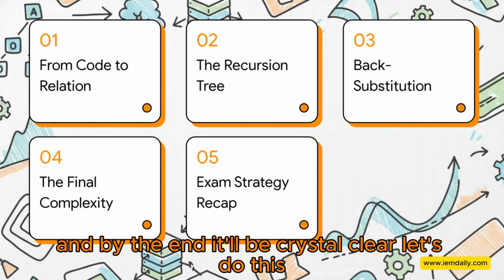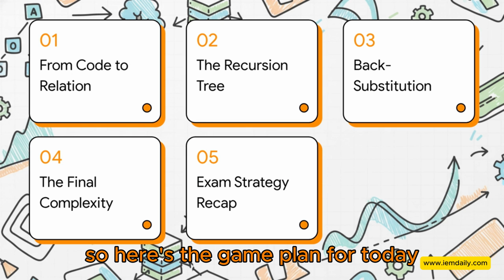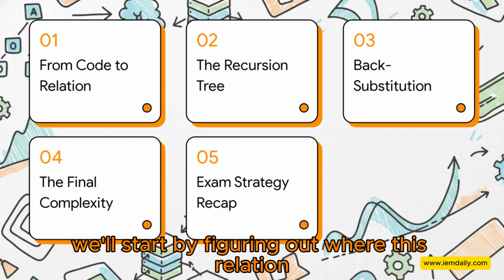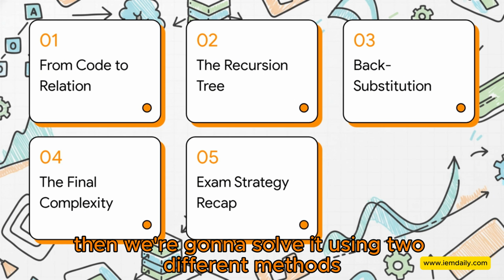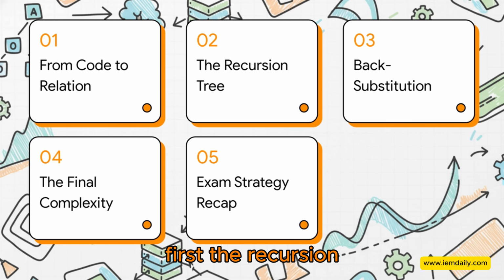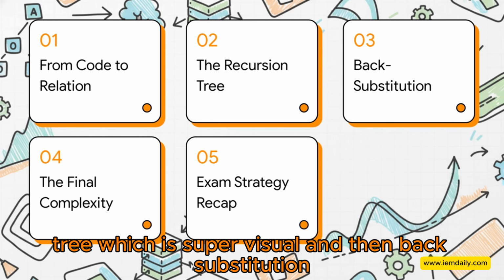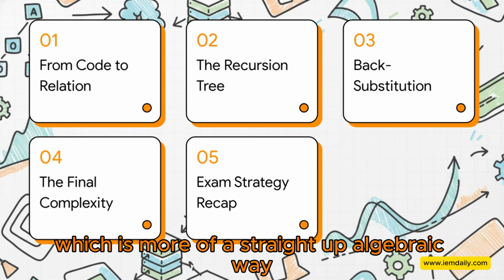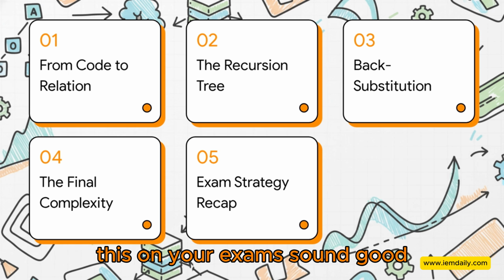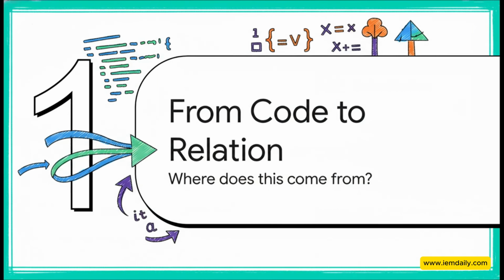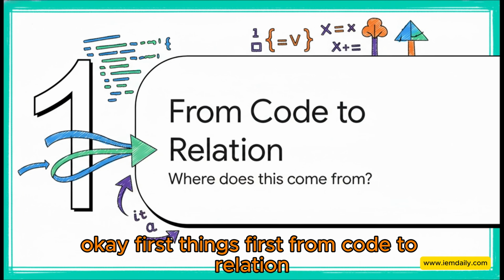Let's do this. So here's the game plan for today. We'll start by figuring out where this relation even comes from. We'll look at some actual code. Then we're going to solve it using two different methods. First, the recursion tree, which is super visual, and then back substitution, which is more of a straight-up algebraic way. After that, we'll nail down the final complexity and wrap up with some tips to help you ace this on your exams. Sound good?